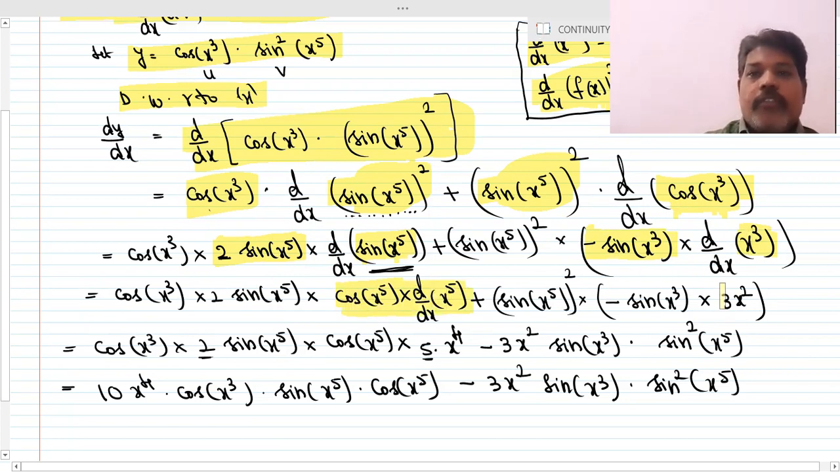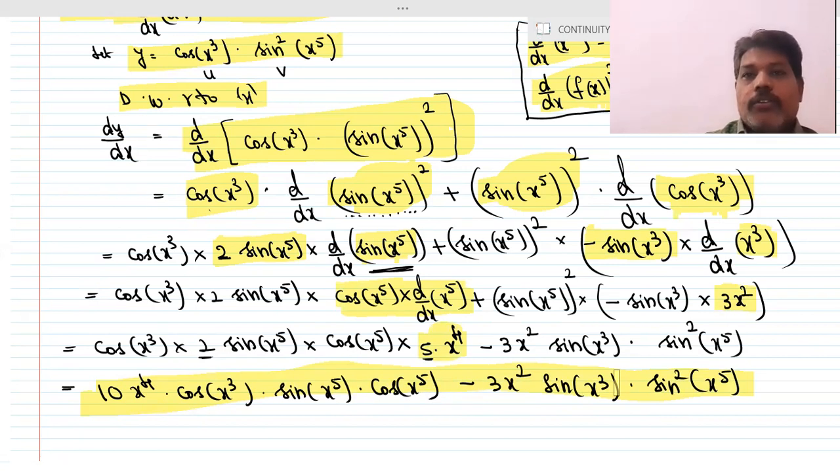Here the derivative of x cube is 3x square, and the derivative of x power 5 is 5x power 4. So multiply the terms, students: 5 into 2 is 10 into x power 4 into cos of x cube into sin of x power 5 cos of x power 5, minus 3x square into sin of x cube into sin square of x power 5. So at the end you can write that, therefore dy by dx is equal to this.